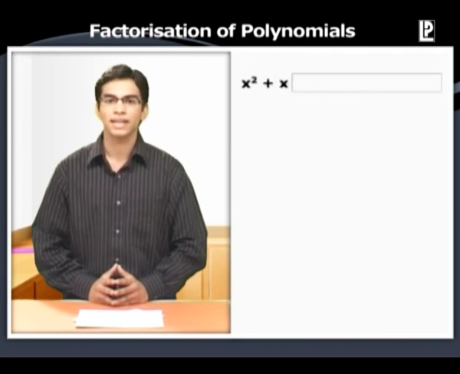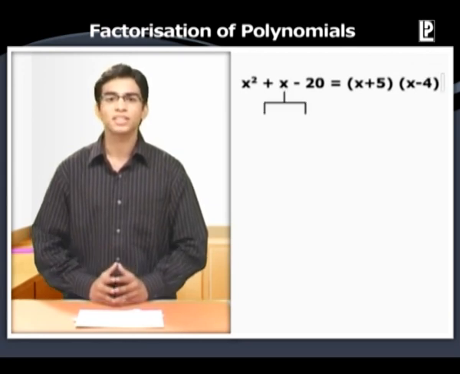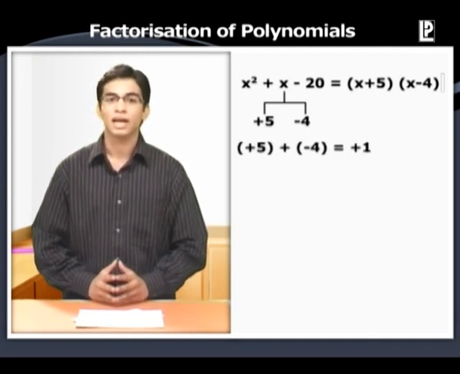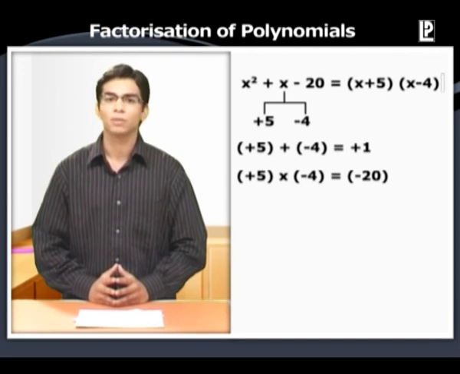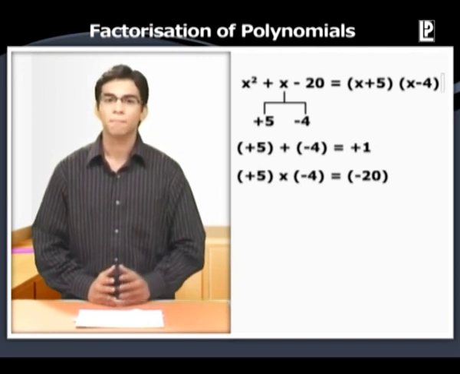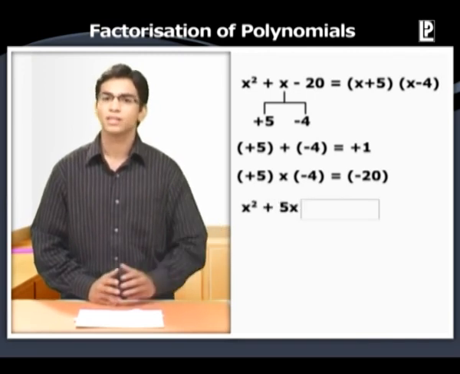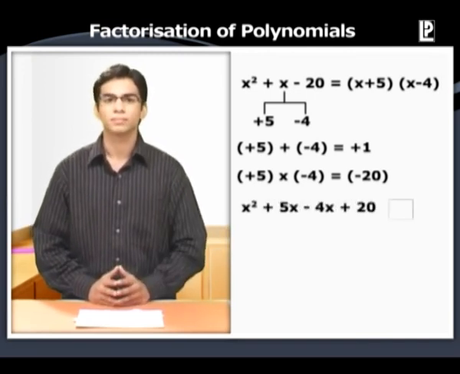Having learned how to factorize a quadratic polynomial, we'll now prove that the factors for the expression x square plus x minus 20 is equal to x plus 5 into x minus 4. We can split up the middle term into plus 5 and minus 4, which on adding will amount to plus 1 and give a product of minus 20 on multiplication. Hence, the expression can be split as x square plus 5x minus 4x minus 20.